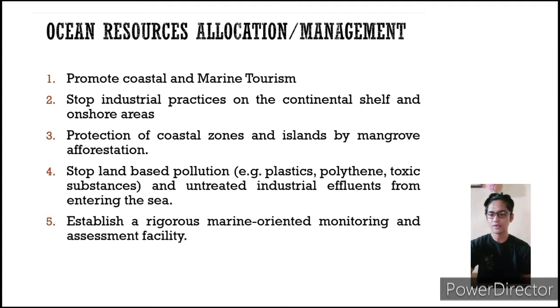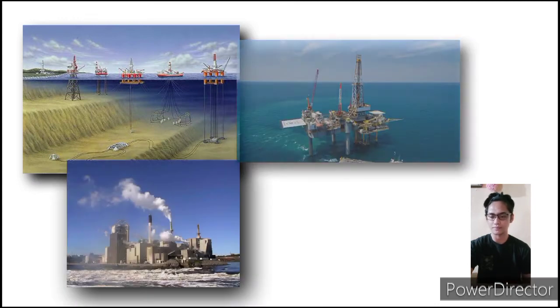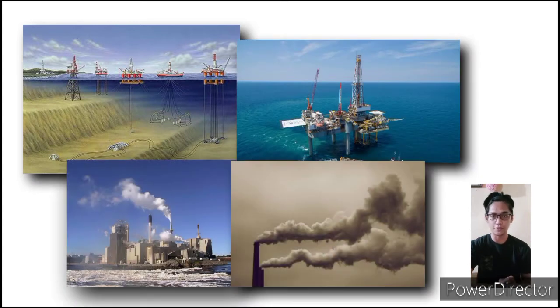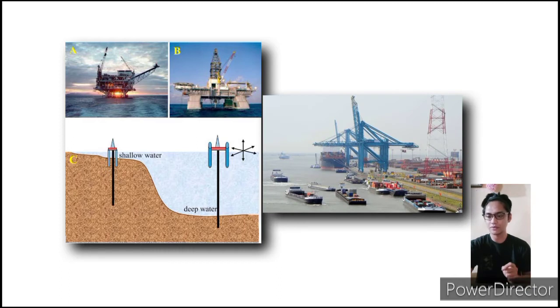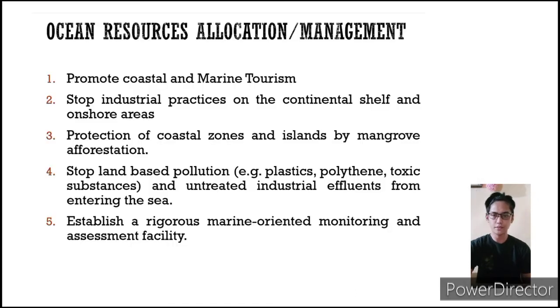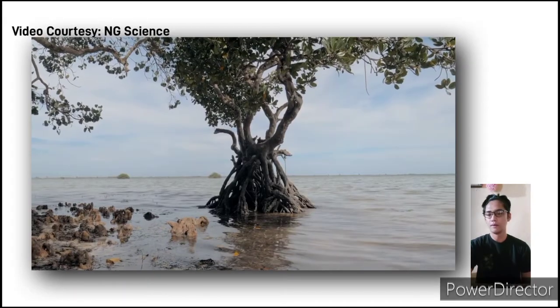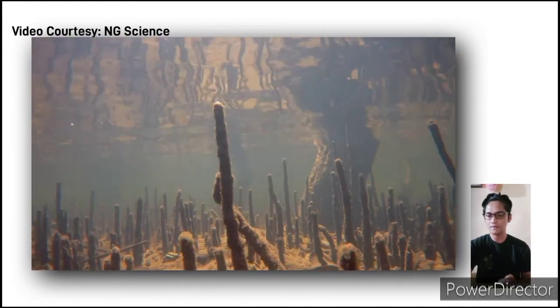The onshore infrastructure needed to support offshore drilling has serious impacts on the environment, public health, and coastal communities. Offshore drilling relies on onshore pipelines, waste disposal facilities, ports, and refineries that endanger public health by polluting the air and water, and threatening wildlife and ecosystems. Number three is protection of coastal zones and islands by mangrove afforestation. Mangroves protect shorelines from damaging storms, hurricane winds, waves, and floods.